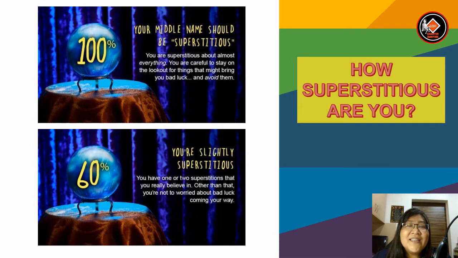Dear students, did you manage to find out how superstitious you are? So maybe you are 100% superstitious. So your middle name should be superstitious. Or maybe your score is only 60%. So you are slightly superstitious. Okay, do try to answer the questions in the quiz.